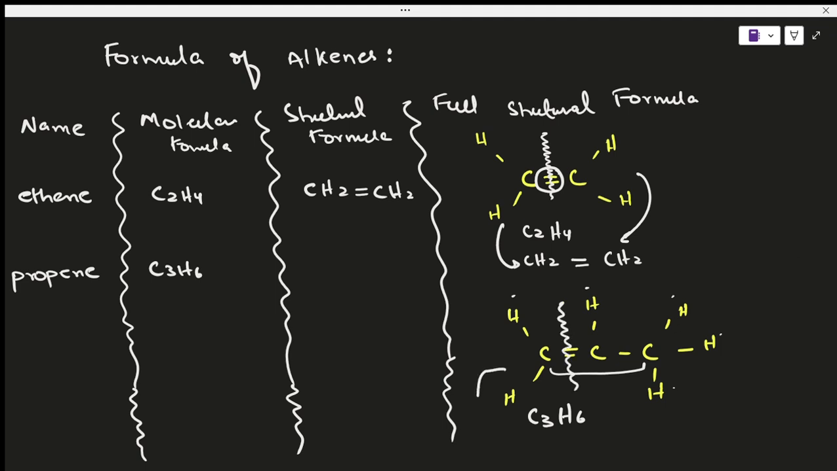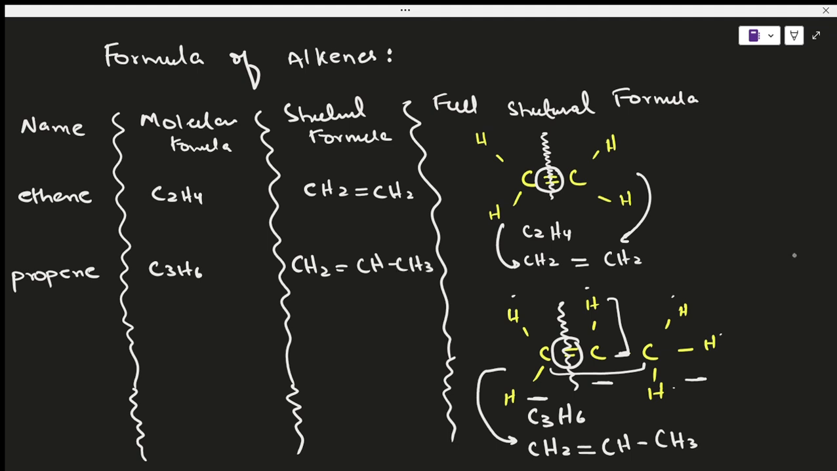So this is a CH2, and that is double bonded to a CH. And now that CH is single bonded to a CH3. So you have a CH2 at the start, a CH in the middle, and a CH3 at the end, and the CH2 at the start is double bonded to the CH in the middle. This is your structural formula, not the full structural formula.